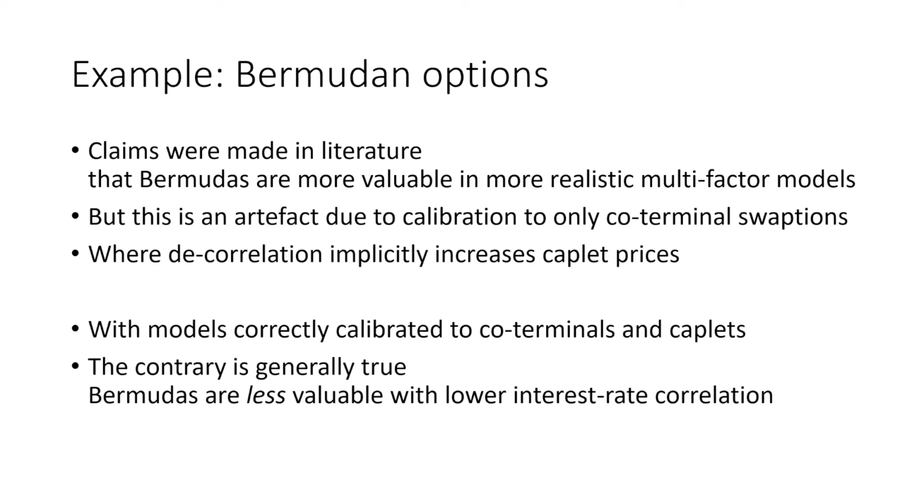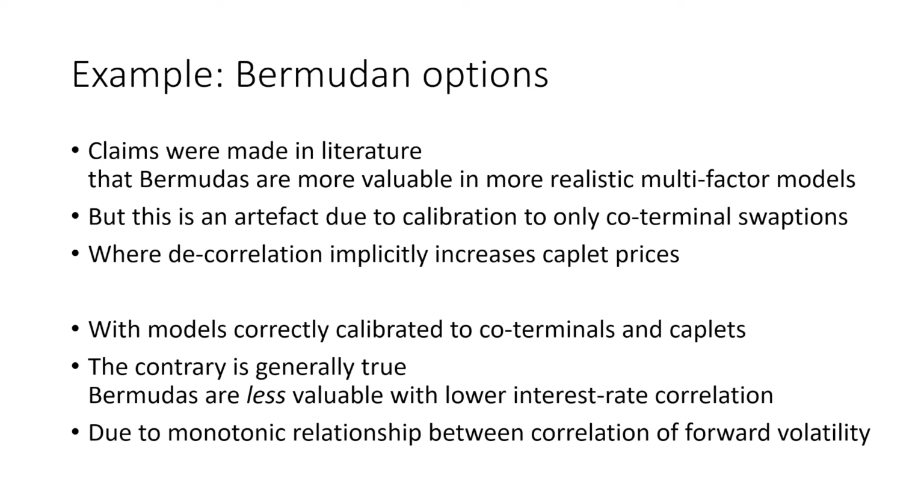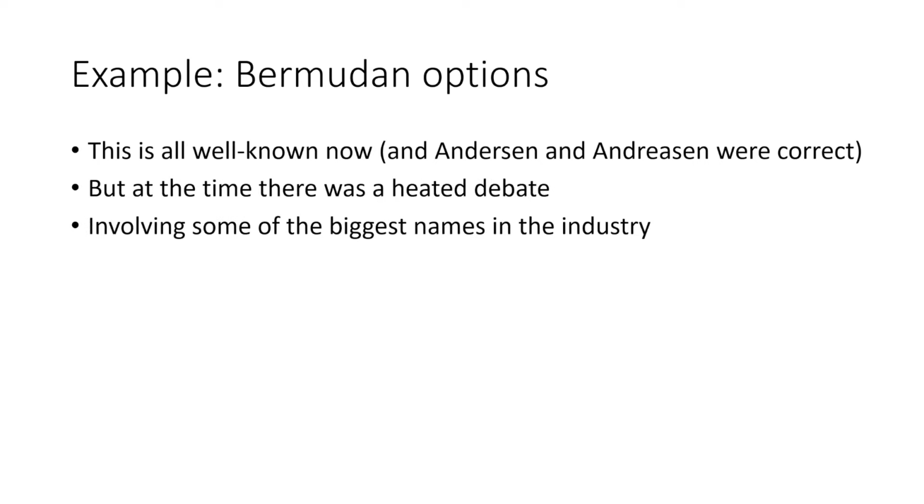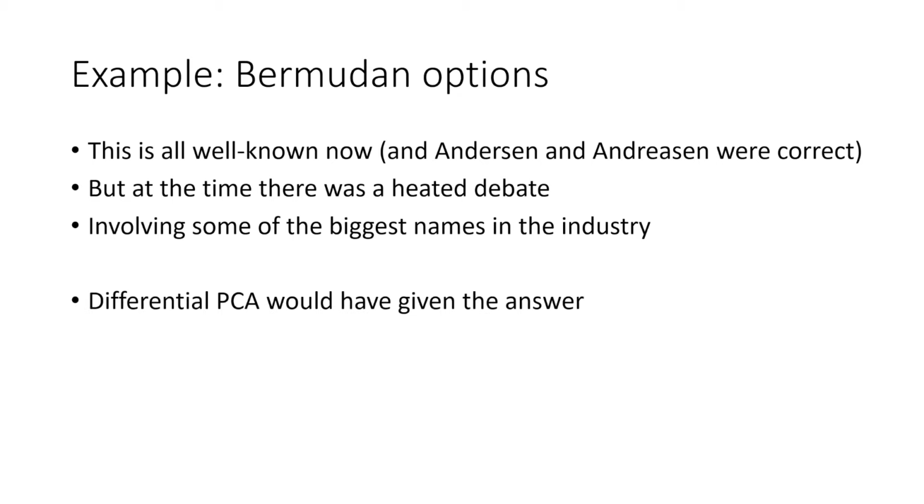Bermudan options are less valuable with lower interest rate correlation due to a monotonic relationship between correlation and forward volatility. All of this is well known now, and Jäckel and Rebonato were right, of course, but at the time it was a heated debate involving some of the biggest names in the industry. Differential PCA did not exist, of course. AAD was only introduced to finance in 2006 in Giles and Glasserman's Smoking Adjoints risk article. But if it had existed, it would have given the answer and thereby closed the debate.